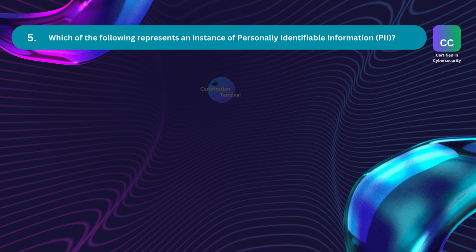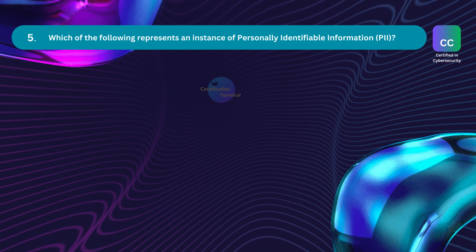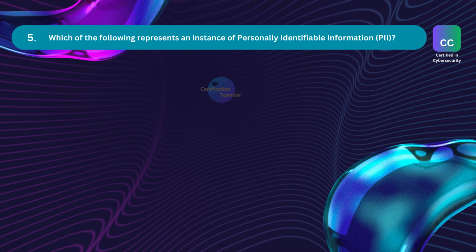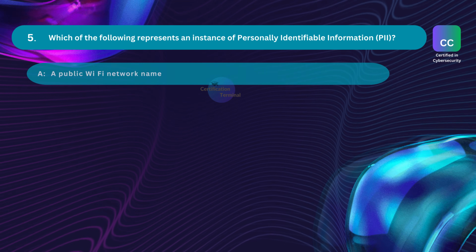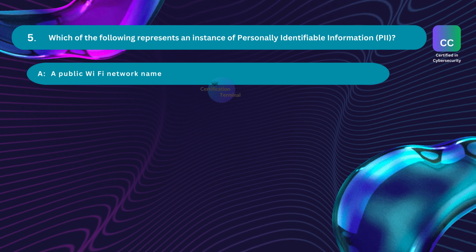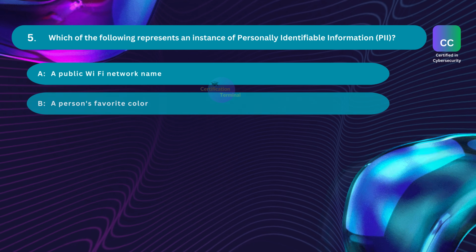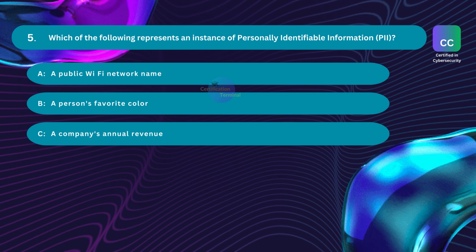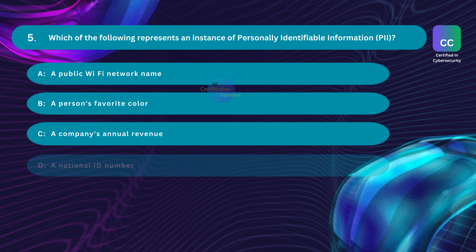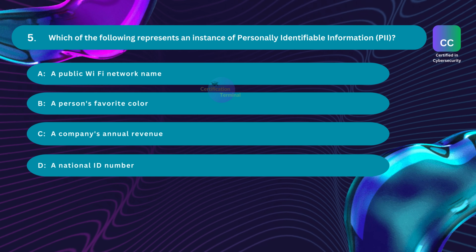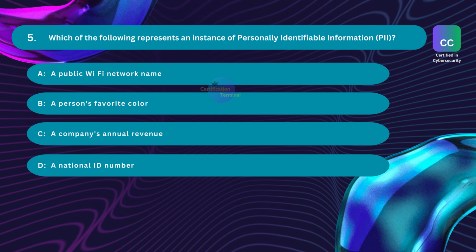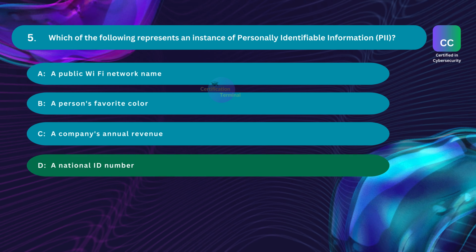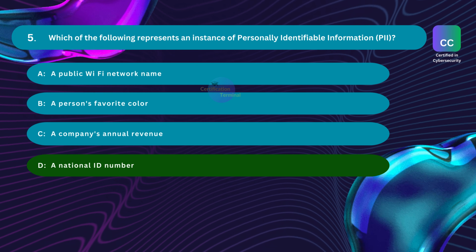Question number 5. Which of the following represents an instance of personally identifiable information? Option A, a public Wi-Fi network name. Option B, a person's favorite color. Option C, a company's annual revenue. Option D, a national ID number. The correct answer is Option D, a national ID number.